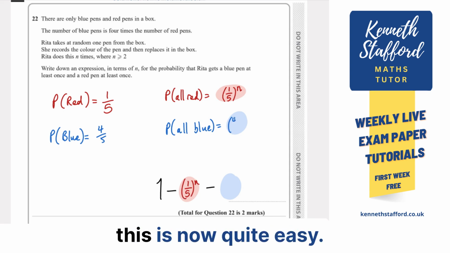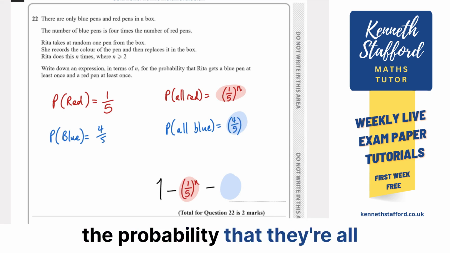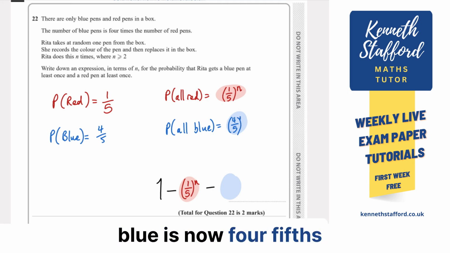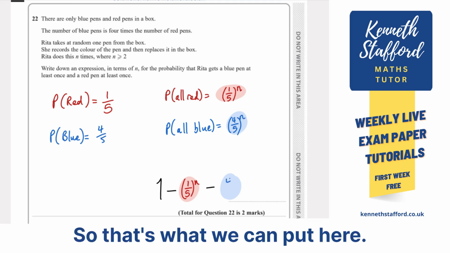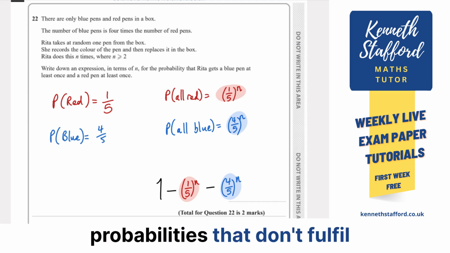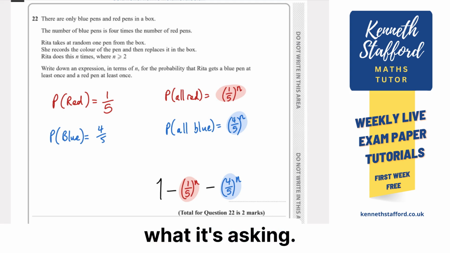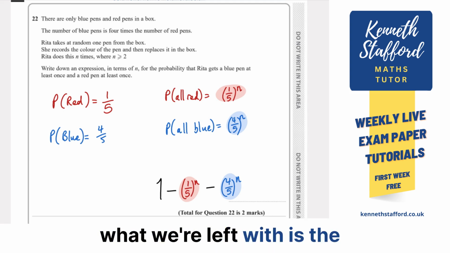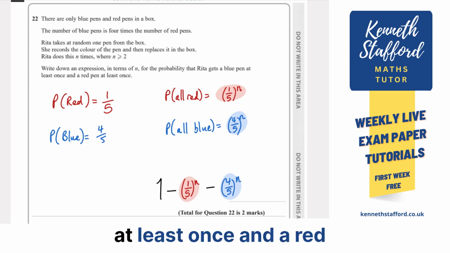Once you spot this, this is now quite easy. Well, the probability that they're all blue is now 4/5 to the power of n. So that's what we can put here. So we've answered this question by subtracting the two probabilities that don't fulfill what it's asking. So what we're left with is the probability we'll get a blue pen at least once and a red pen at least once.